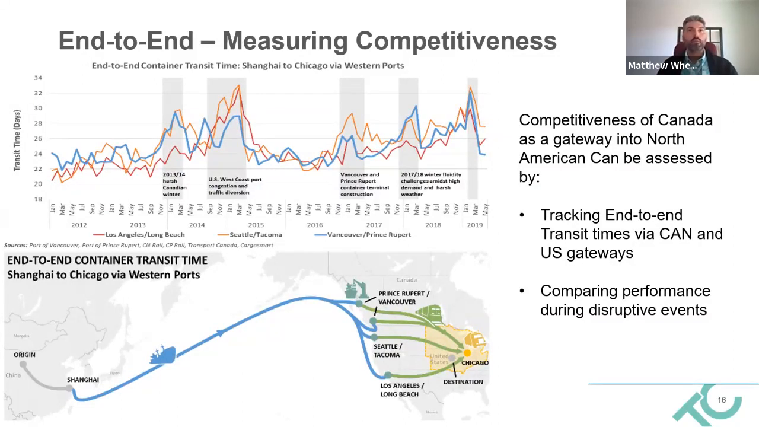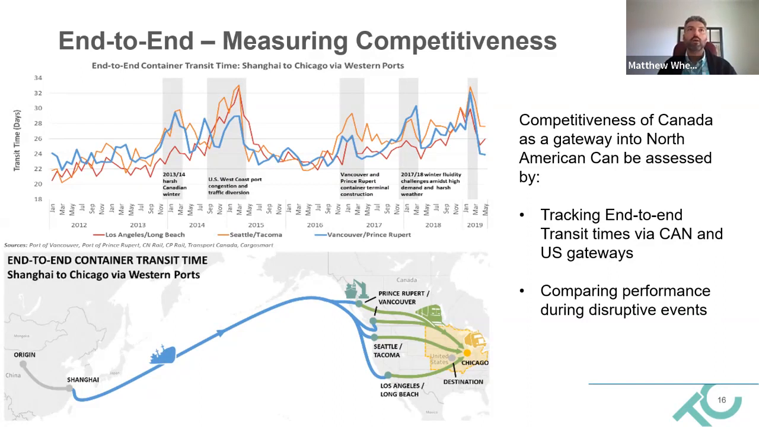So you can see here a main one we look at is Shanghai to the US West Coast to inland destinations of Toronto and Chicago. And this metric now provides us with a better understanding of the competitiveness of Canada as a gateway. We're really seeing how we're tracking the end-to-end transit times for Canada and for the US gateways, and we can compare the performance of these supply chains during normal times, as well as during disruptive events.